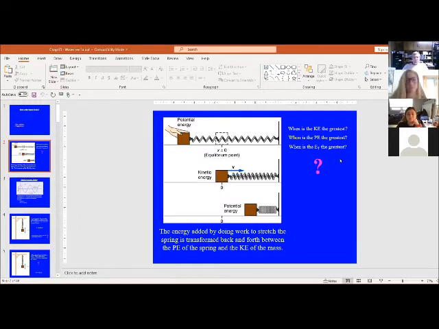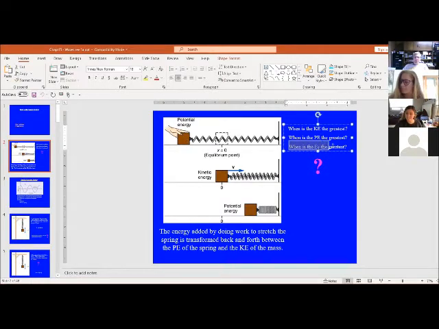When is the total energy the greatest? It's the same throughout because there's no extra force on it. Assuming there's no frictional losses or air resistance. So if there was friction in this, how would your answer to the third one change? When is the total energy the greatest if there was friction?